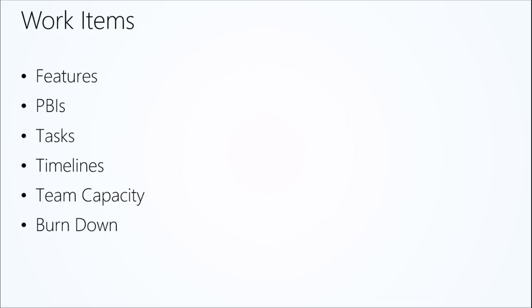So that's actually the next topic. What we want to talk about next is actually putting items onto this board. We've got features, product backlog items, tasks, timelines, team capacity, burn down. We've said a lot of these words already, but let's start talking about what some of these actually are and put some of these in here. There's some new features.